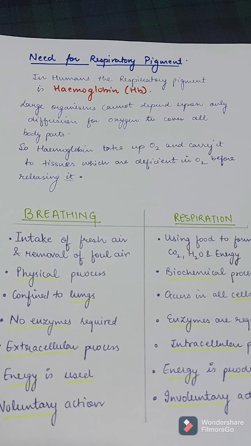So now we have this interesting biomolecule known as hemoglobin. It is the respiratory pigment. So this is present in the blood. So why do we need this? In large organisms, they cannot depend only upon the diffusion process for the oxygen to cover all the body parts. So hemoglobin takes up oxygen and carries it to tissues which are deficient in oxygen before releasing it. Hemoglobin has an affinity for oxygen, that is, it takes up oxygen very easily. So it is a very important pigment.